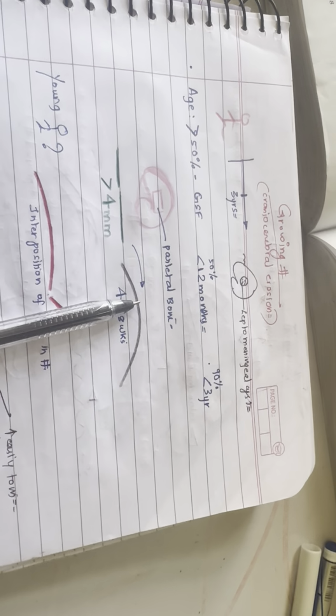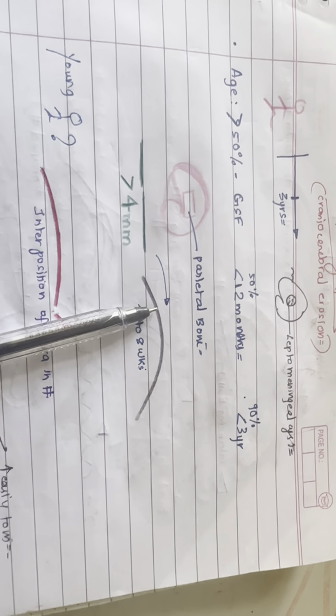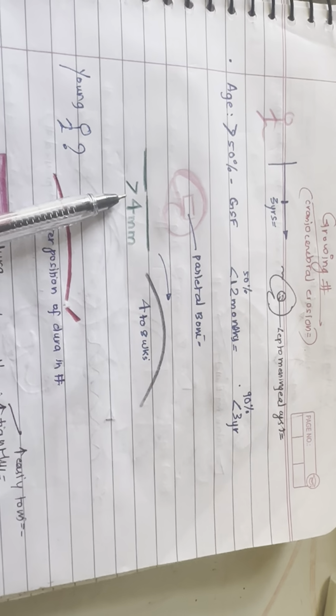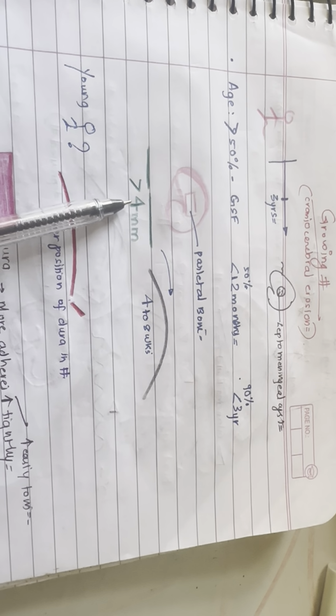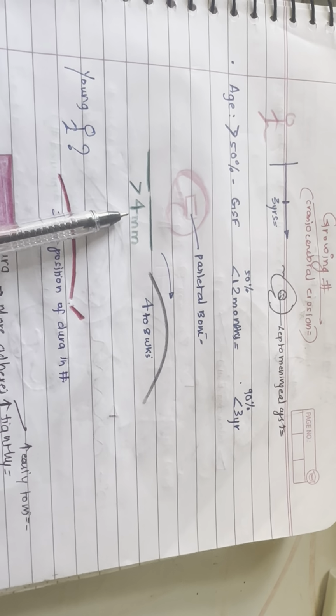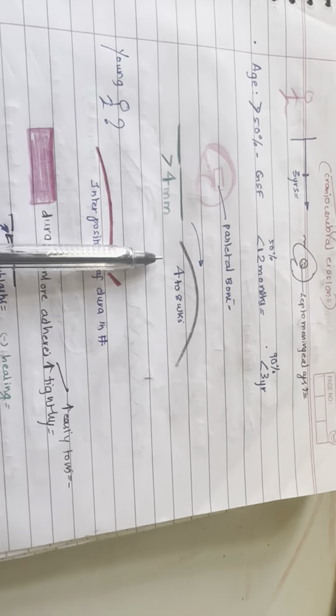Separation is usually seen in fractures where the separation at the time of injury is more than 4 millimeters. Enlargement occurs 4 to 8 weeks later. Why does it occur in the young age group?